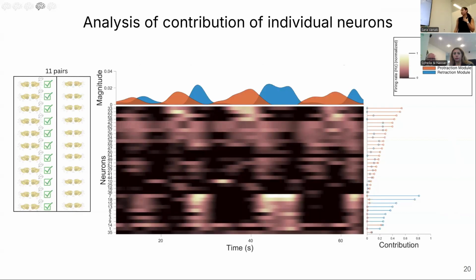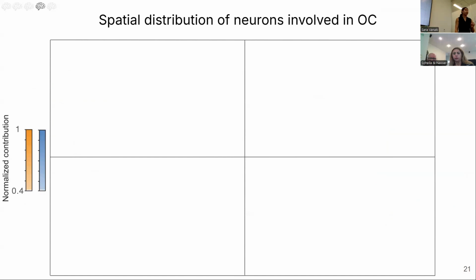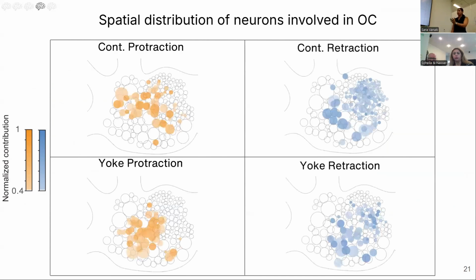What we want to do is maximize the number of non-overlapping neurons. So we want to find neurons that are contributing to either protraction or retraction. So we set a threshold which maximizes this at 0.4. Now we're only looking at neurons that are contributing to either protraction or retraction from 0.4 to 1. And when we show these overlapping neurons, on the left-hand side, again, we have protraction, contingent on the top, yoke on the bottom. Similar for the right-hand side for retraction.